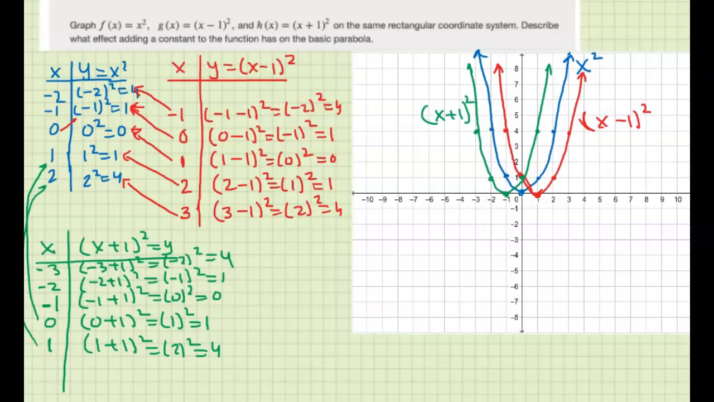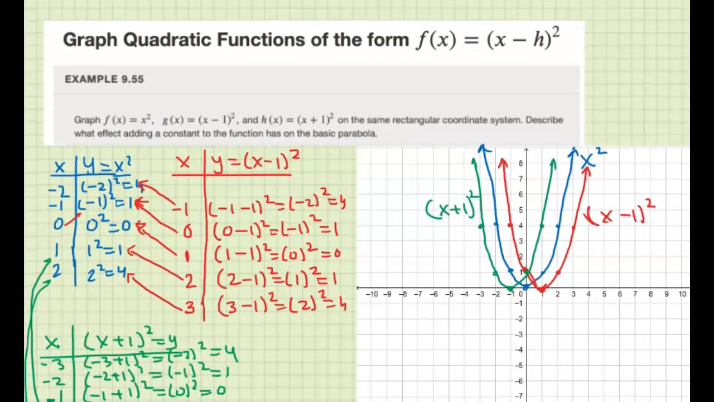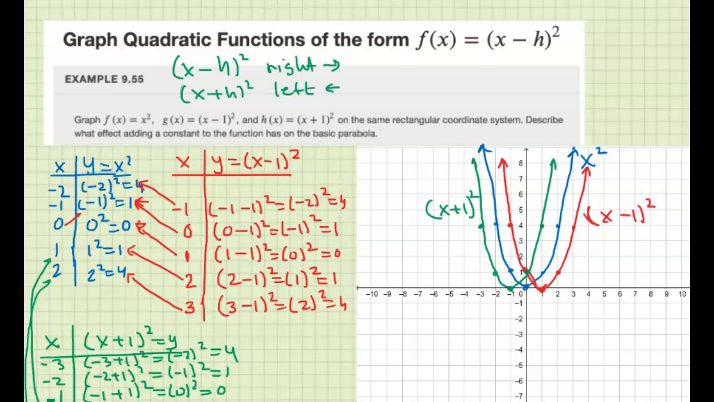To summarize, for graphs of this type, if I have (x minus h) squared, then this moves to the right h units. And if I have (x plus h) squared, this moves to the left h units. So inside the parentheses, if you're subtracting or adding, it is going to move the graph left and right.